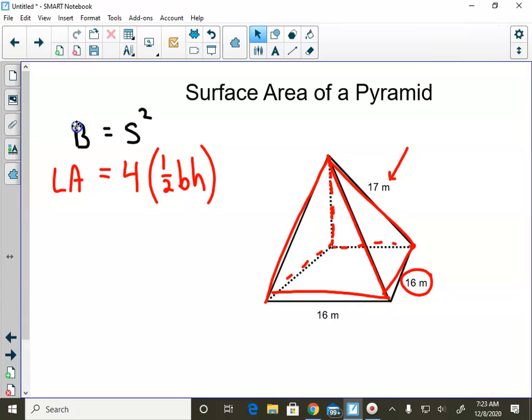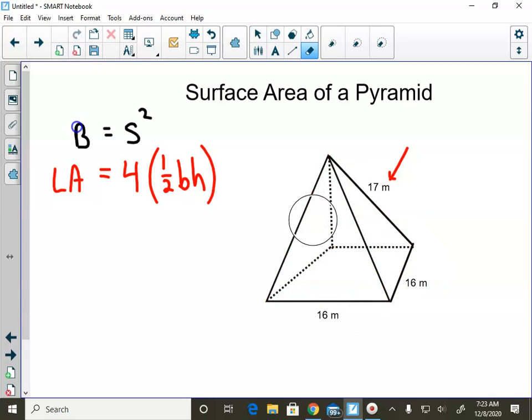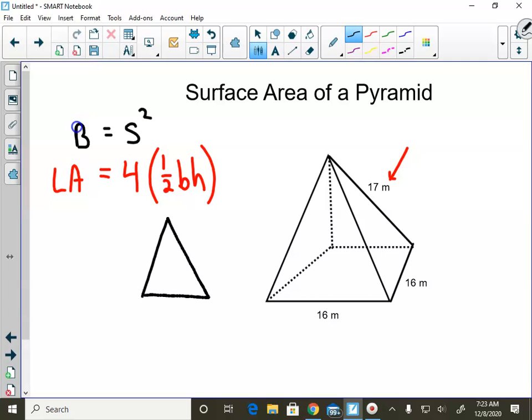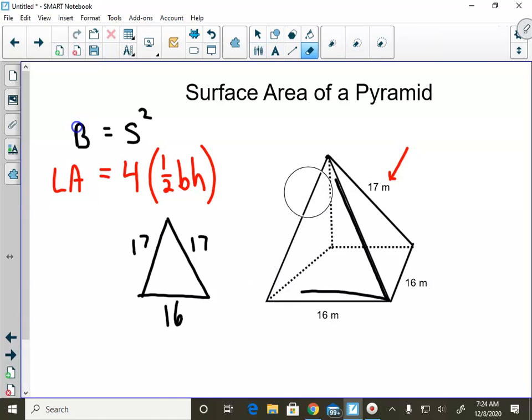Finding the lateral area is a little more difficult, because in order to do that, you actually have to find the height of the triangle. Now, we don't know the height of the triangle. What we know is an edge height. So if we just pull a triangle off, we really have something that looks like this, where this is 16, we know this is 17, and we know this is 17. Because that would be this triangle. If we just stand it up straight, it would look like this. So we have to be able to find the area of that.